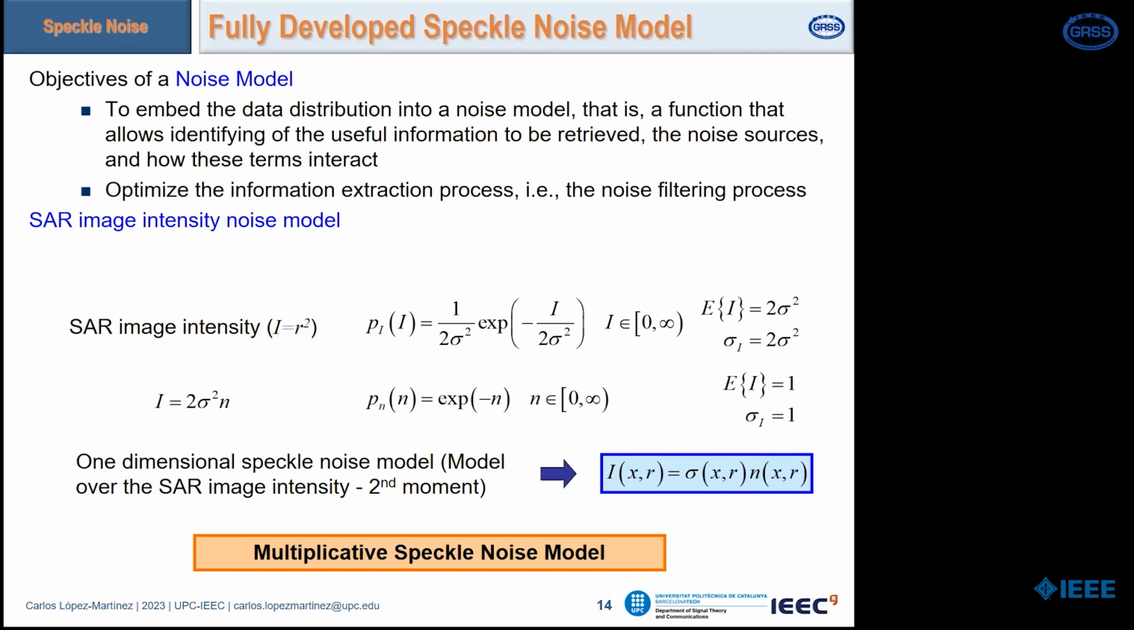So I can represent the intensity of a SAR image as the product of my radar cross-section, multiplied by the noise. This is where the information is. This is what I want to eliminate. This is the speckle. This is the useful information. Okay? It's clear? So I want to identify that.